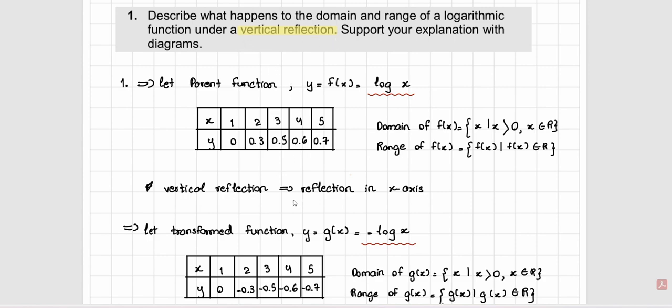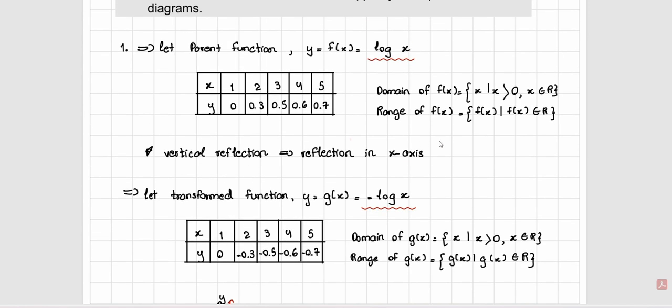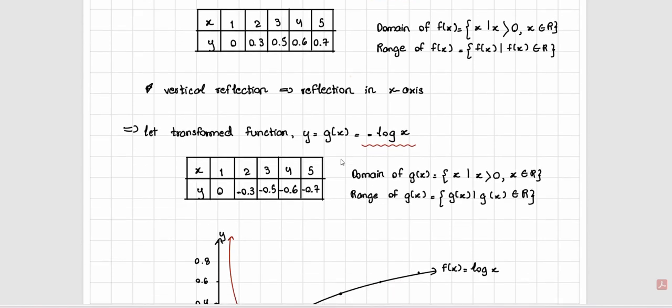Vertical reflection, like I said before, is a reflection in the x-axis. So the transformed function is going to be g of x equal to negative log x, because according to the function a of (kx minus t) plus c, the value of a is -1 when it comes to reflection in the x-axis. So the value of a, which is right here, is -1. -1 times log x is negative log x. So this is going to be the transformed function.